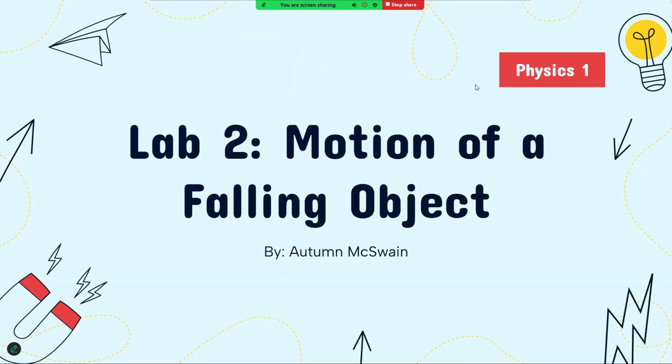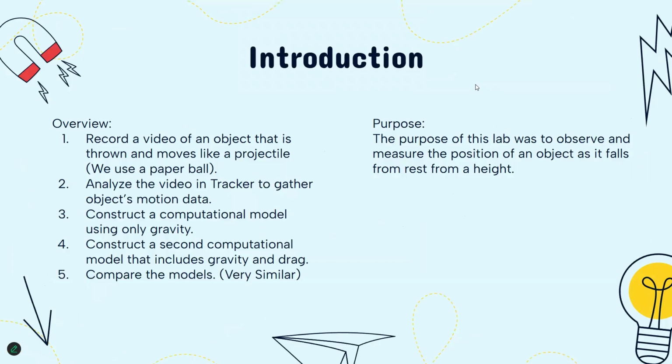This is my Lab 2, Motion of a Falling Object, for Physics 1. So to start with, the purpose of this lab was to observe and measure the position of an object as it falls from rest from a height.